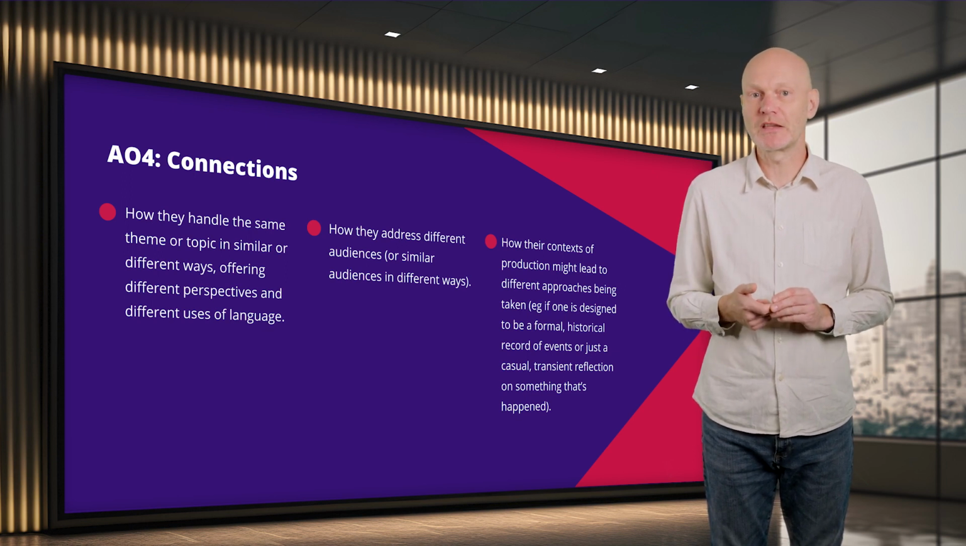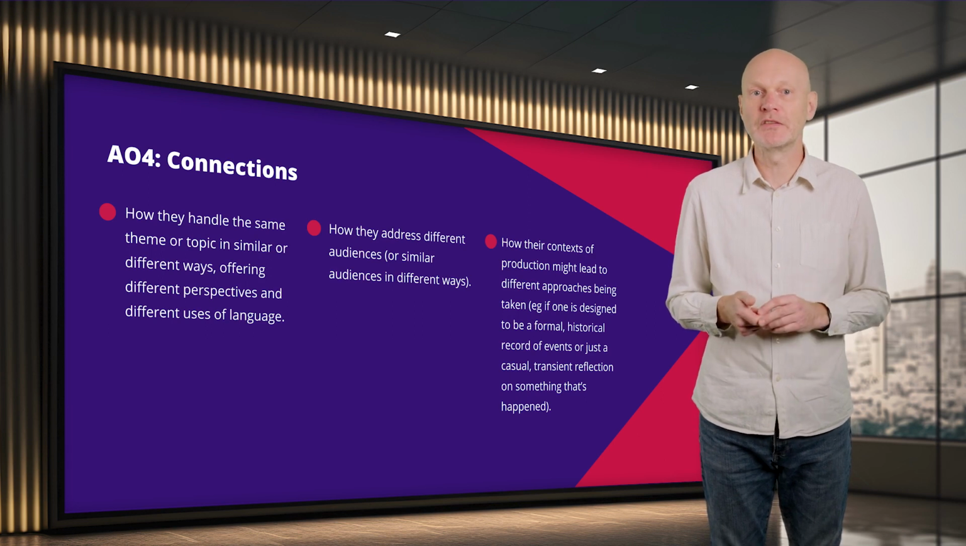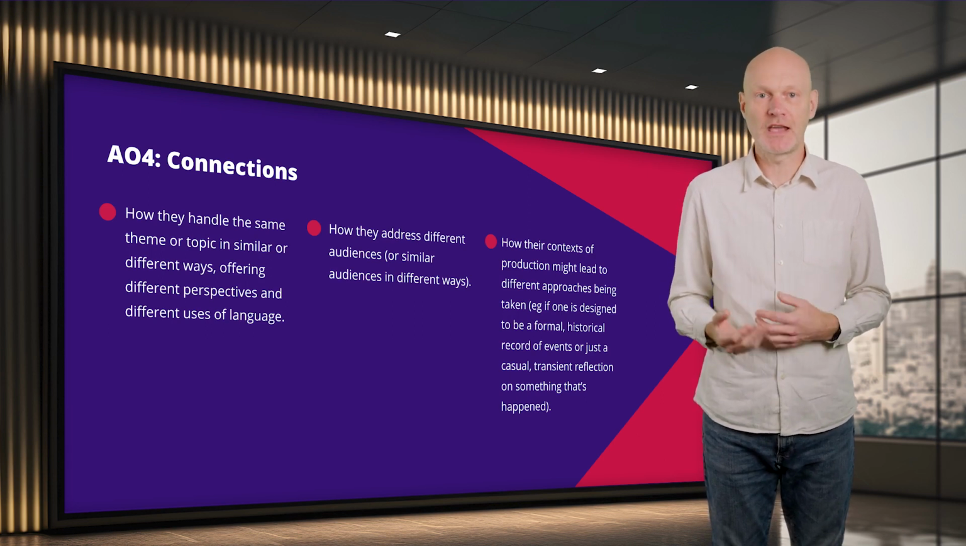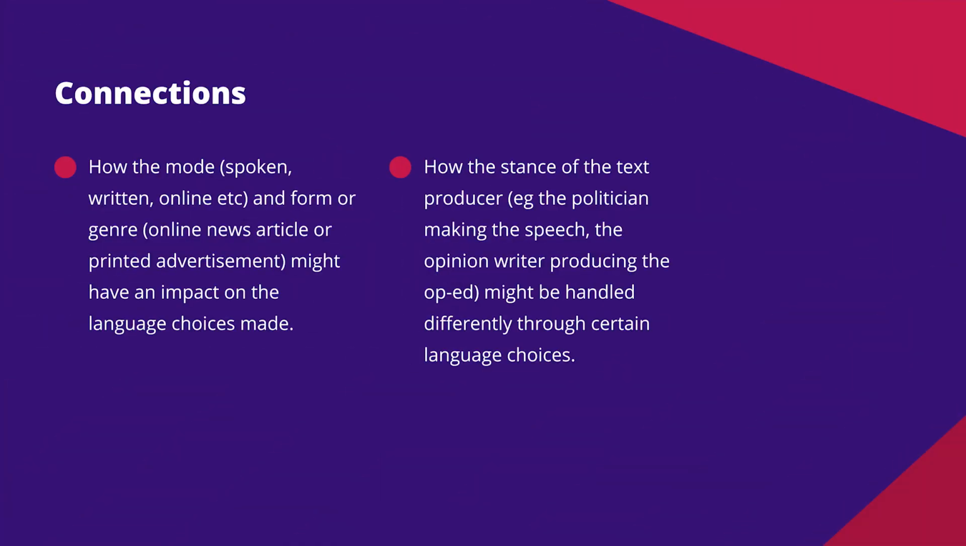different approaches being taken, e.g., one might be designed to be a formal historical record of events, while another text might be just a casual, transient reflection on something that's happened. Another feature might be how the mode, the spoken, the written, the online form of the text, or maybe even the formal genre, so an online news article or printed advertisement, might have an impact on the language choices made.